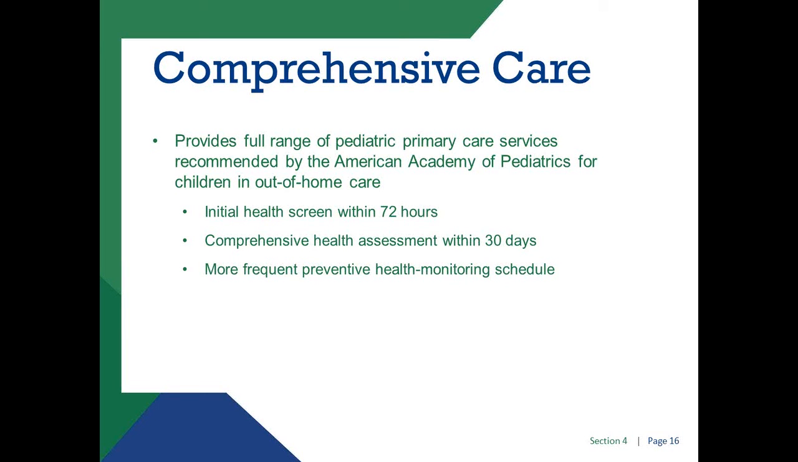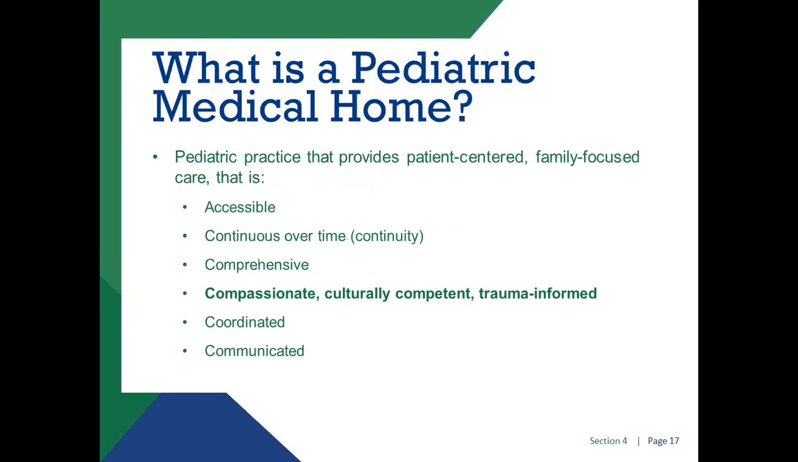And then Eva already went through that list of critical junctures, so I'm not going to repeat it here. But these kids do need more frequent health visits and more frequent health monitoring. And then I put compassionate, culturally competent, and trauma-informed all in one line, because I think they're all part and parcel of the same thing.